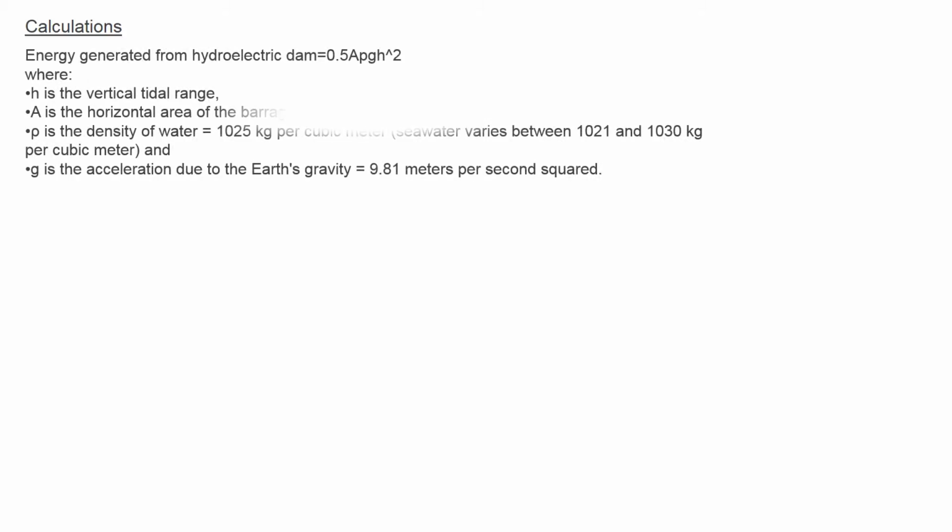Anyway, here are some calculations to find out if hydroelectric power produces a lot of power. The energy generated from a dam is calculated using this equation: 0.5 times A, which is the horizontal area of the barrage basin, times ρ, which is the density of the water, a constant of 1025 kilograms per cubic meter, times h, which is the vertical tidal height, squared, times g, which is the acceleration due to gravity.